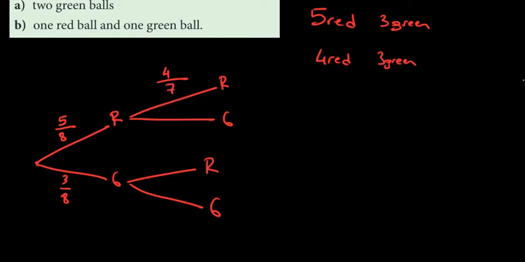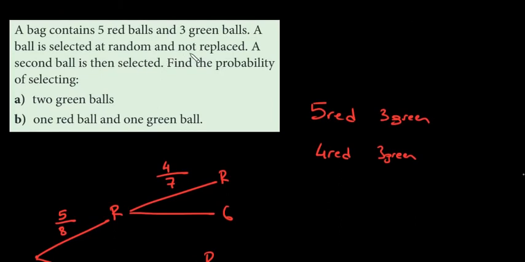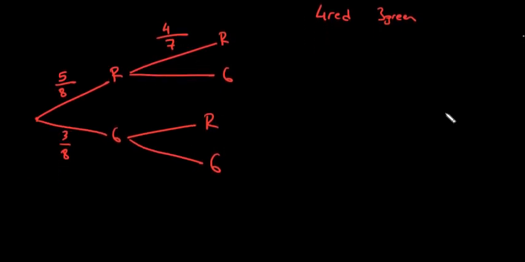So again, be careful. In the question, if it says replaced, then it was going to be just like in the first example. But now it says not replaced. So the number of red balls changed, the number of all balls changed. So please go ahead and tell me what is the probability of getting a green ball if we get a red ball in the first selection. Now please tell me this. I didn't hear. 3 over 7, yes. 3 over 7.